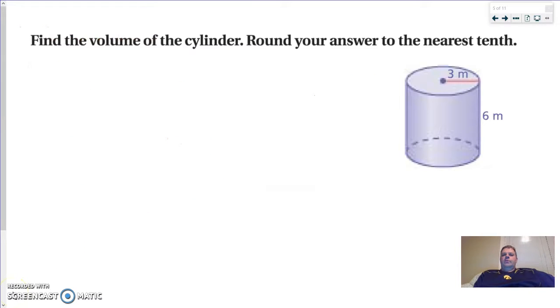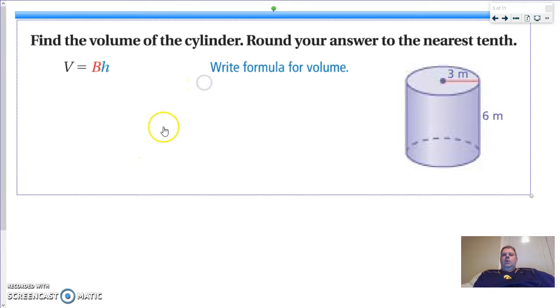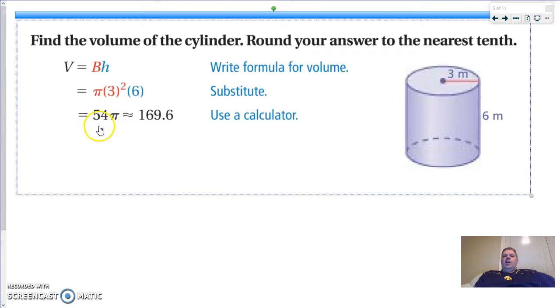Let's find the volume of the cylinder. We will eventually round our answer to the nearest tenth. The formula for volume is volume equals the area of the base times the height. We also know that the area of the base is pi r squared. The radius in this case is 3. The height is 6. So we substitute our 2 answers. We also know next that 3 times 3 is 9, times 6 is 54. So our answer is 54 pi.